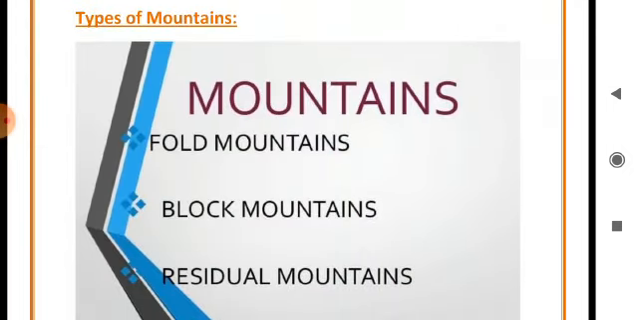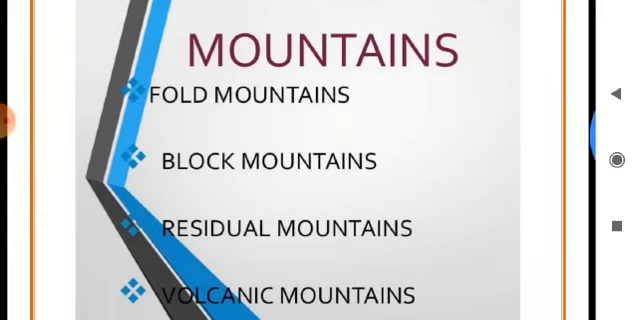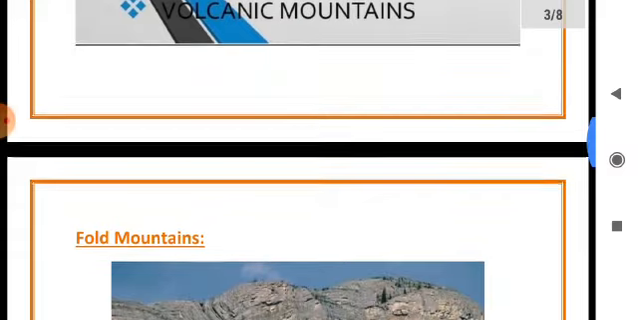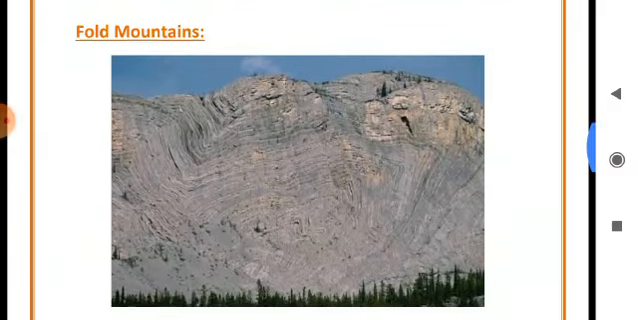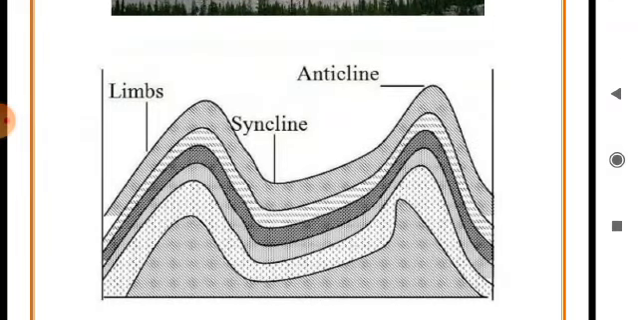Types of mountains. Mountains are divided into 4 categories, that is fold mountains, block mountains, residual mountains, and volcanic mountains. At first we discuss fold mountains. Fold mountain means a folded structure like mountain. Just follow, this is the folded structure.